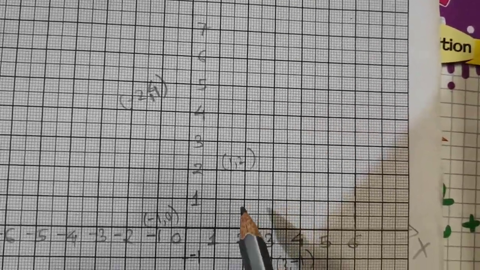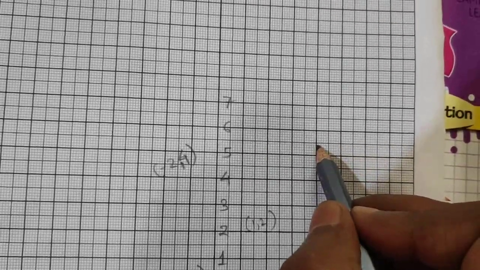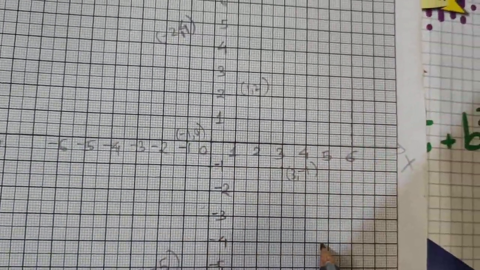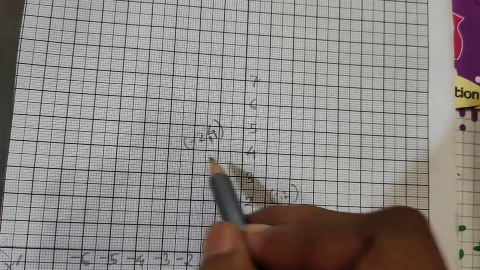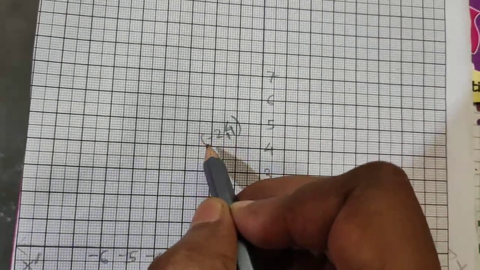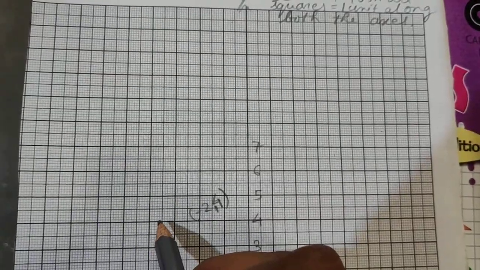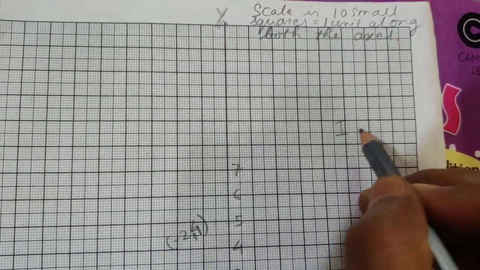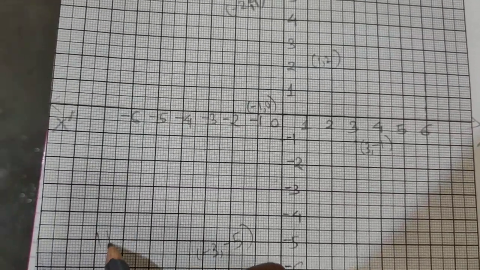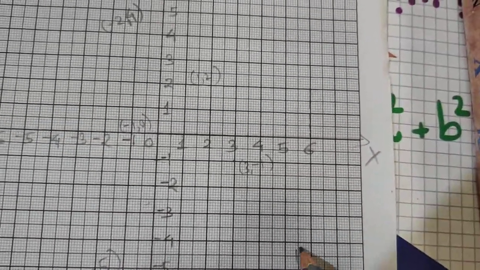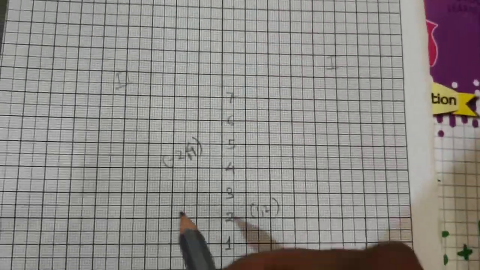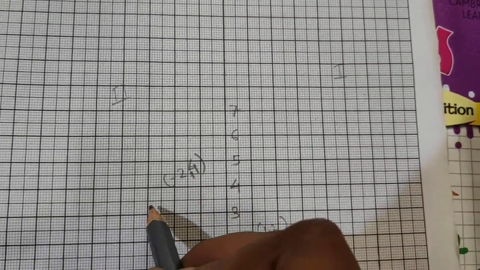So the first point was minus 2, 4. This is the first quadrant. This is second, this is third, and this is fourth. So minus 2, 4 lies on which quadrant? Minus 2, 4 lies on the second quadrant. Understood? So minus 2 comma 4 lies on the second quadrant.